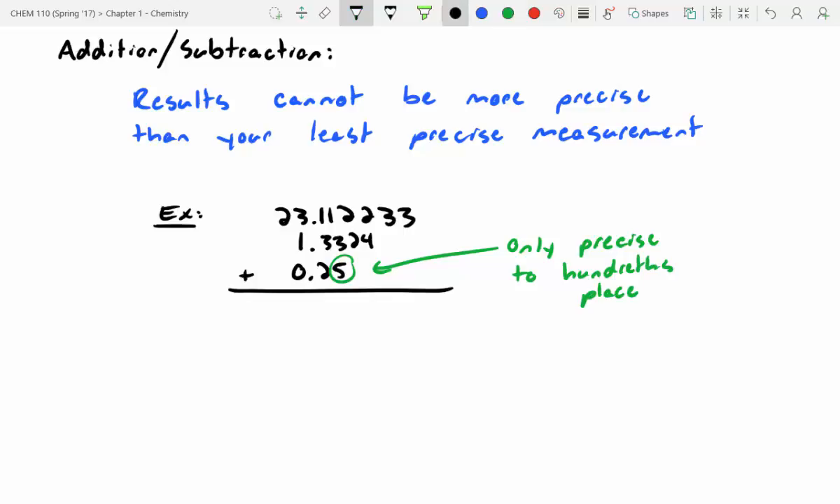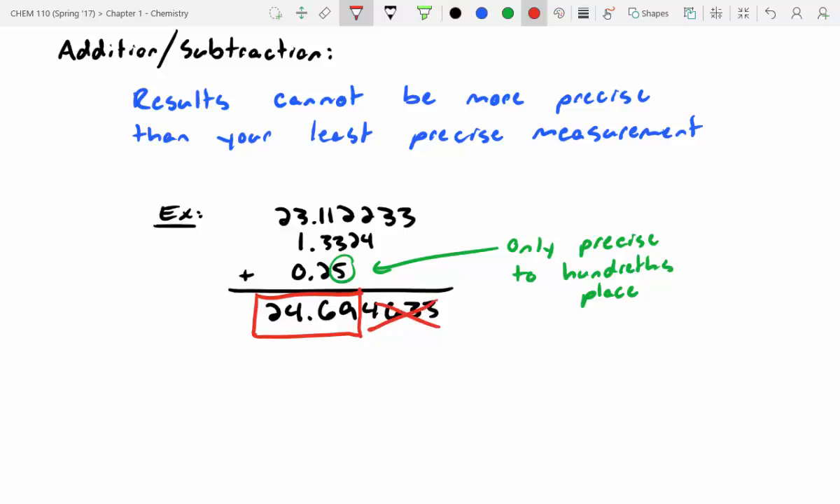Okay, so when we go ahead and we add this together, this should be 24.694633. Let me clean up this 6 a little bit. So when we do this, what we do is we just box all the way to the hundredths place, and we ignore anything behind that.